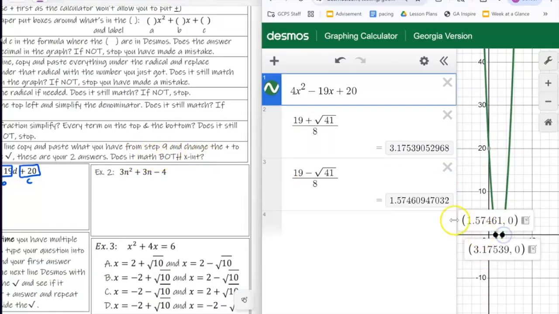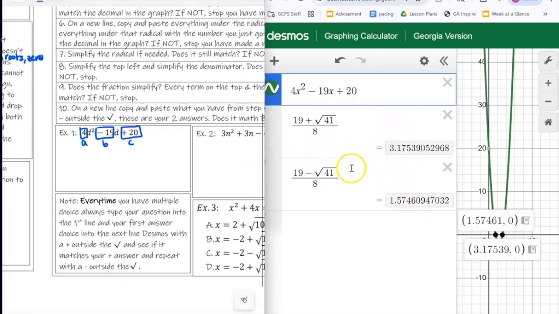So boom, boom. Do I get 1.576? Yup, because they rounded that 9, that made that 1. So perfect. This matches. So these are my 2 answers. So my solutions, and you might see them written separately, like this, or you could see them written together with a plus and minus. So my solutions are x is equal to 19 plus or minus the square root of 41 over 8. Or you might see them separated by a comma. But that's how you would do it.